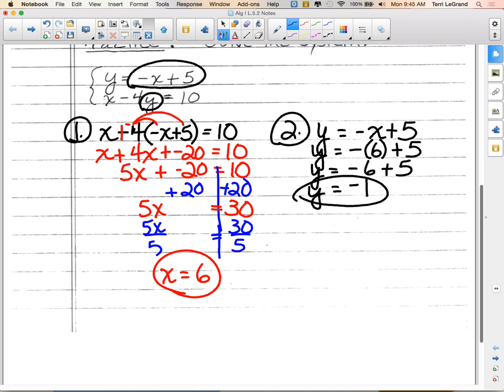Step 3 says, write the solution as an ordered pair. So step 3, our solution is what? Ordered pair 6, because that's the x value we got, negative 1 because that's the y value. Not because the first one we solved for was 6, but because it actually was the x value, which is the first part of our ordered pair.